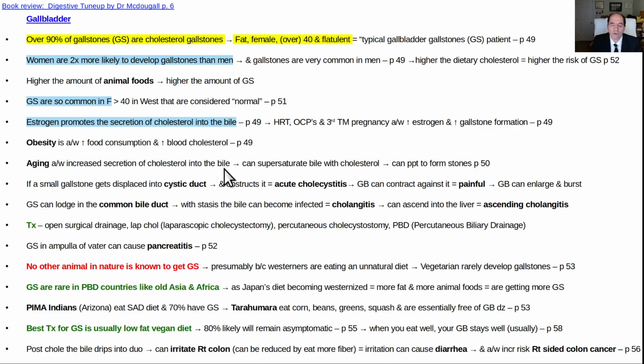But the point of this whole talk was, if you eat high-fat diets, you get more gallstones, and it can potentially cause you problems. So don't eat high-fat diets. Eat a low-fat vegan diet. That's the smart move.